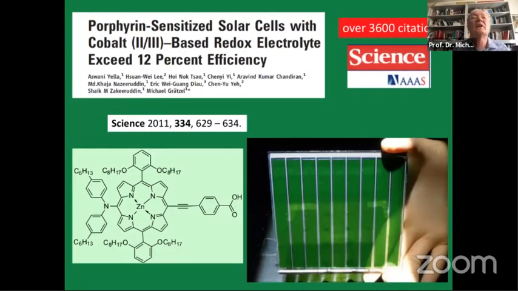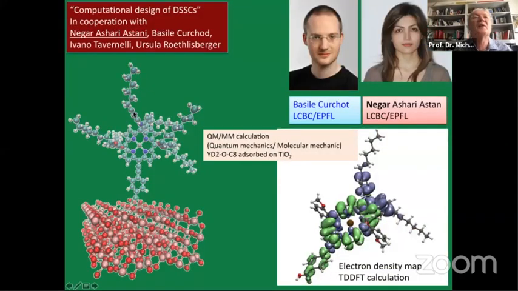Here's an example where we show that we can get a green color with this porphyrin donor function. The acceptor has a carboxylate which hooks it onto the titanium oxide surface. That's the right geometry because you want the electrons to flow from top to bottom when you excite the dye.